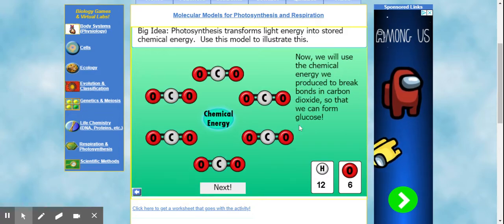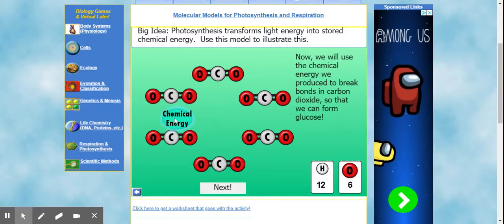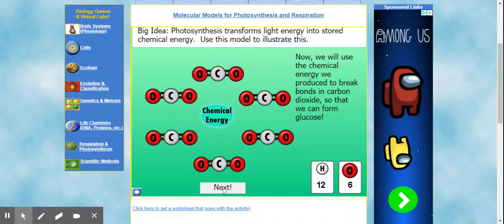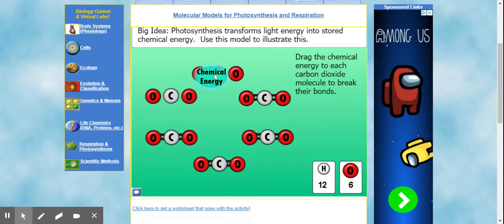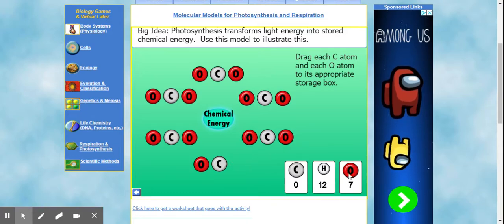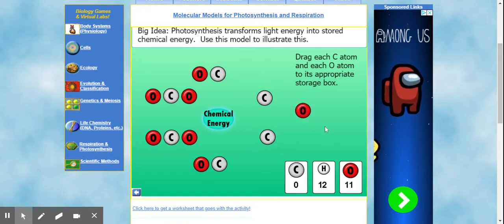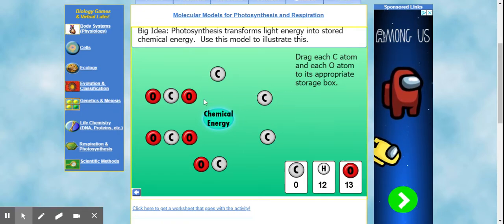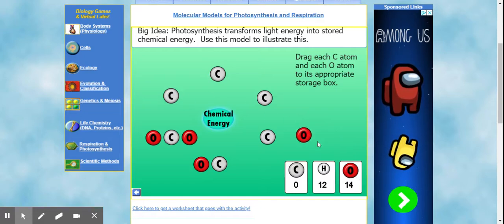So we're going to take those, and now we're going to use the chemical energy we got from breaking those bonds in water to break the bonds in carbon dioxide. Remember, plants breathe in carbon dioxide. They take in water and they take in light in order to make the products that we want for photosynthesis. So one more time, all of these O's for oxygen. We're going to put them in this box so we can see exactly how many of them we end with.